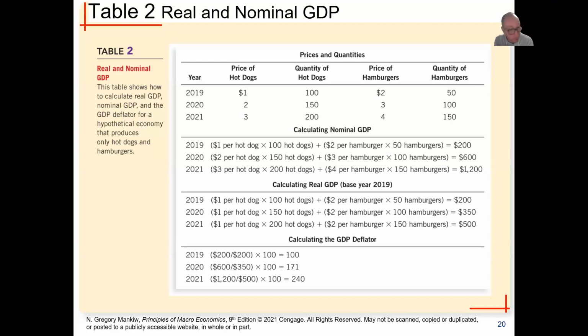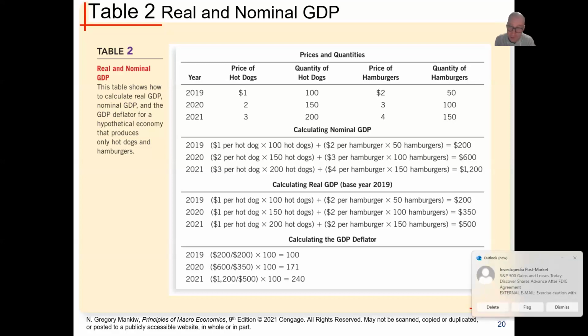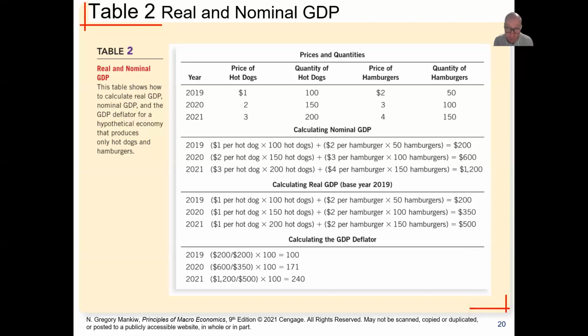So 2020 would actually be 350, not 600. For 2021, it would be 500, not 1,200. So what that does is, in essence, it helps us to understand the real changes in gross domestic product from year to year. That's why we call it real GDP. You take the base year price and you multiply it by the quantities from each year.